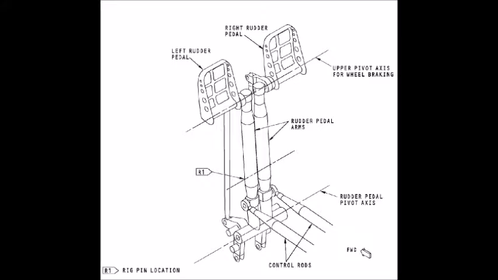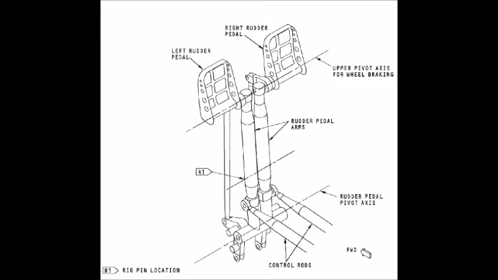Okay, next we're going to talk about the pedal assembly. The purpose of this pedal assembly is to get the pilot commands and transmit them to the rudder control system. The physical description: the rudder pedals are conventional in design. Each pilot has 2 pedals. The pedals of each pair move in opposite directions of each other.